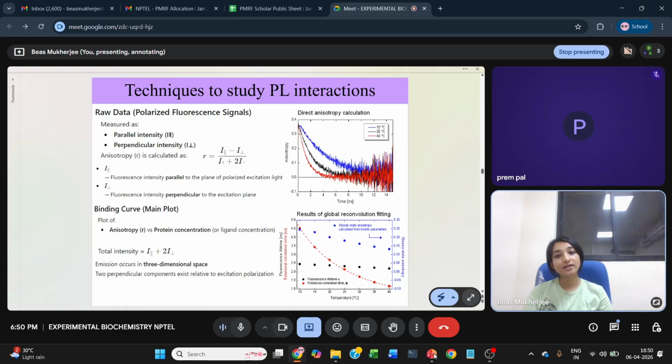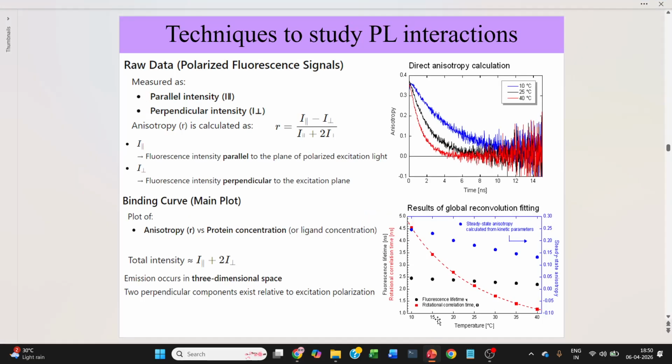Now the binding curve, that is the main plot, is the plot of the anisotropy versus protein concentration or ligand concentration. This is once again your S-shaped plot. The total intensity is equal to I parallel plus 2 I perpendicular, because emission occurs in 3-dimensional space, so 2 perpendicular components exist relative to the excitation polarization. You can read about this if you have any doubts, and then we can talk again in the next class.